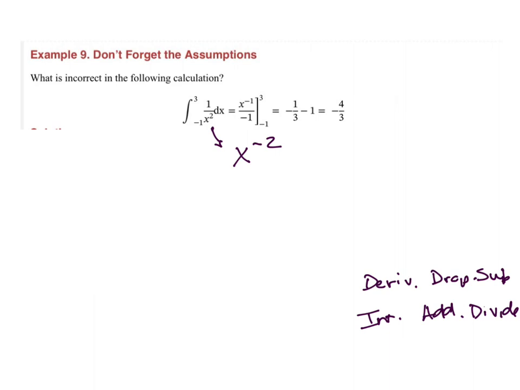So it feels like that's what they did. They took that negative 2, they added 1 to it, they got negative 1, they divided by the new thing, then they evaluated on negative 1 to 3. So they plugged in their 3, then they plugged in their 1. So far, there's not a problem here. Are you following this? The issue is, if you were to graph y equals 1 over x squared, anybody off the top of your head know what this looks like?